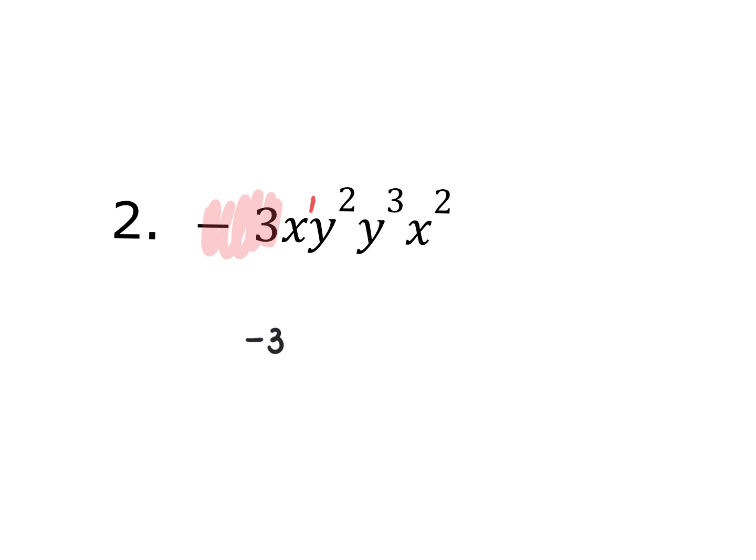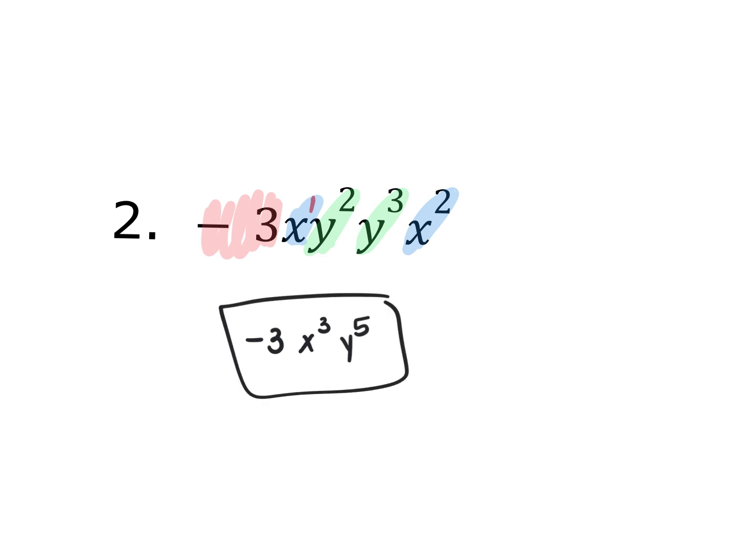So I'm going to group them according to their same letter. So I have x to the first and x to the second. If I add that 1 plus that 2, that's going to give me x to the third. And then I have y to the second and y to the third. That's going to give me y to the fifth. Let's look at number 3.